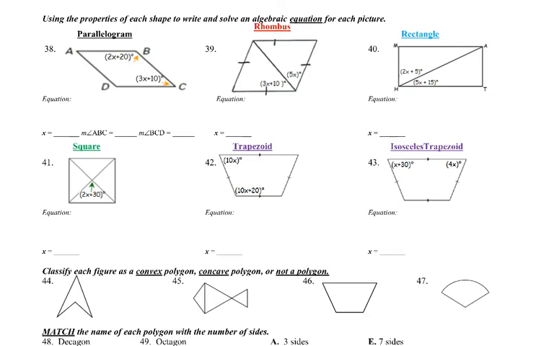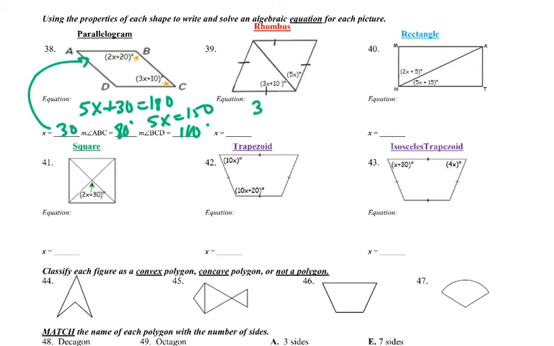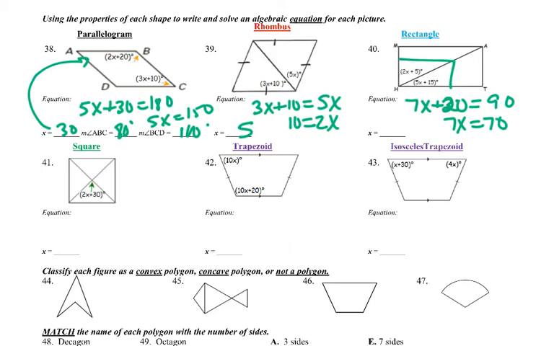Our algebra questions we saved for the back, so these are adding up to 180, so I'm just going to add them up. 5x plus 30 equals 180, so 5x is 150, so x is 30. If I plug that back in, 30 times 2 is 60 plus 20 is 80, making the other one 100. In a rhombus, the diagonals bisect the corner angles, so those two are going to be equal, making x 5. In a rectangle, those two add up to 90 degrees. So this is 7x plus 20 equals 90. So 7x is 70, x is 10.